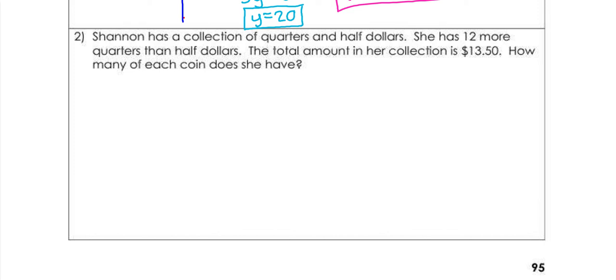Shannon has a collection of quarters and half dollars. She has 12 more quarters than half dollars. The total amount in her collection is $13.50. How many of each coin does she have?